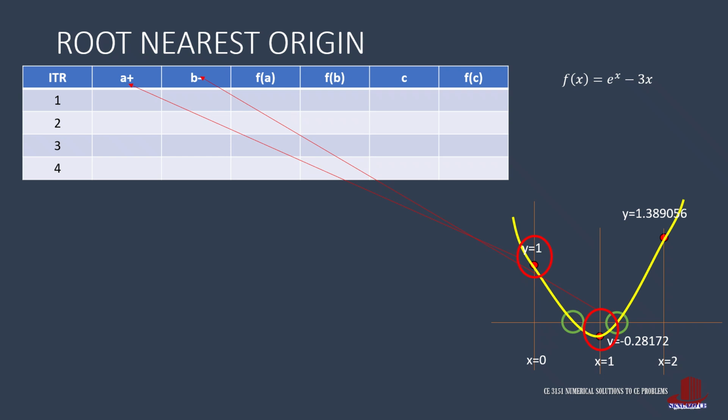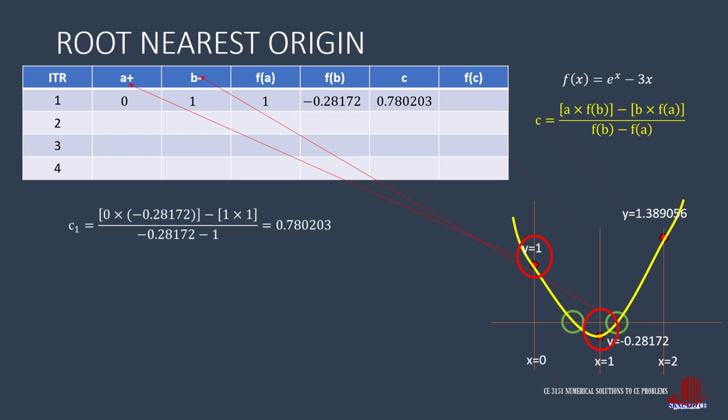So let's fill out the table. The left limit is 0, and the right limit is 1. F of A is computed from the table previously as 1, and f of B was also computed as -0.28172. C is computed from the equation for Regula Falsi. So plug in A, B, f of A, and f of B, and have C1 as 0.780203. These values are then used to look for f of C, which turns out as -0.15869.